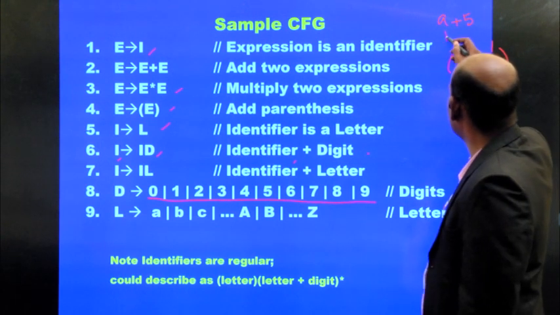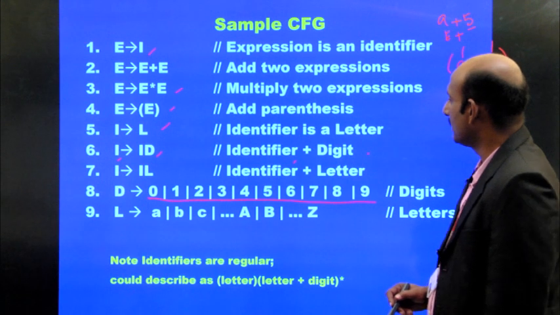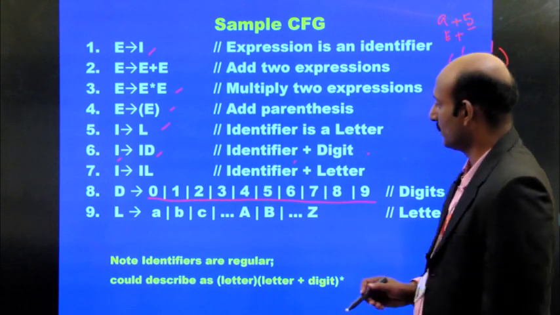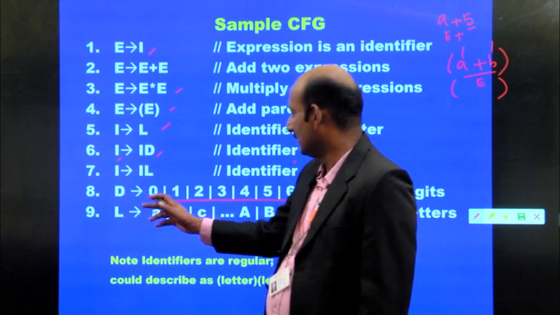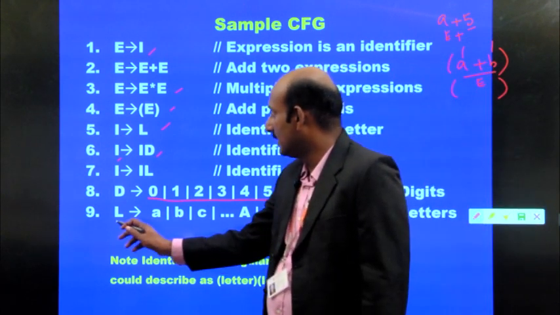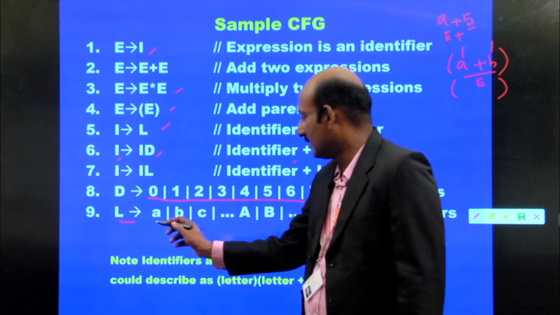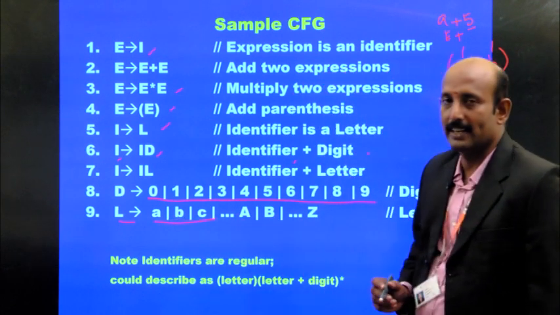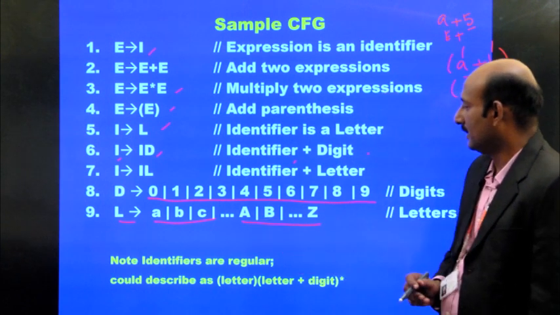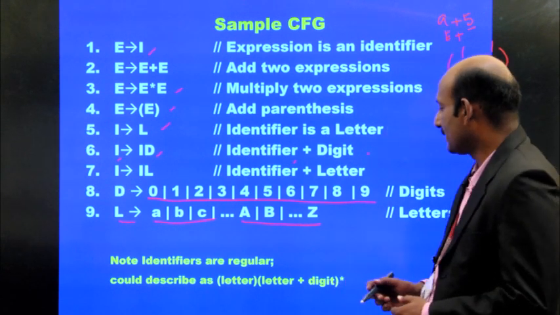Okay, this is an expression E addition, where 5 is the digits. So, we can go for replacing that one. D is a digit from 0 to 9, where L is a letter, and these letters are from A to Z, the lowercase letters a to z, and uppercase A to Z. So, we can go for identifiers or regulars.